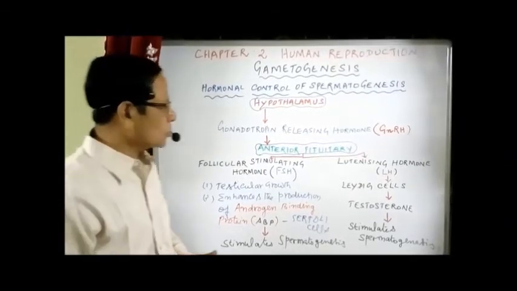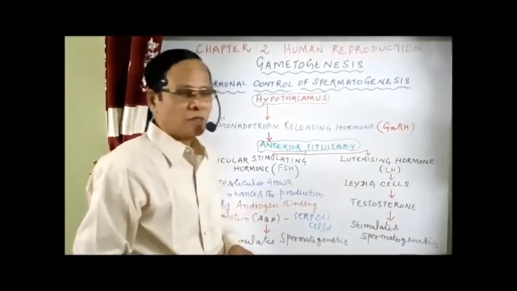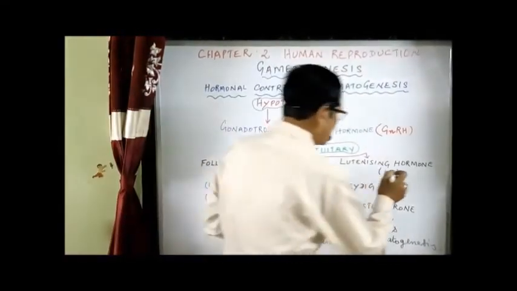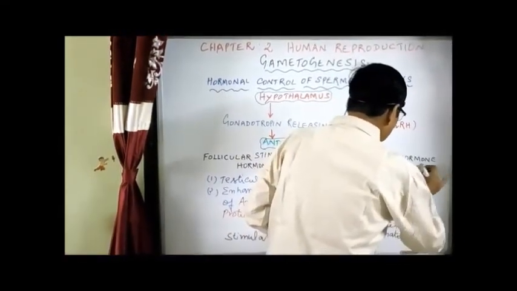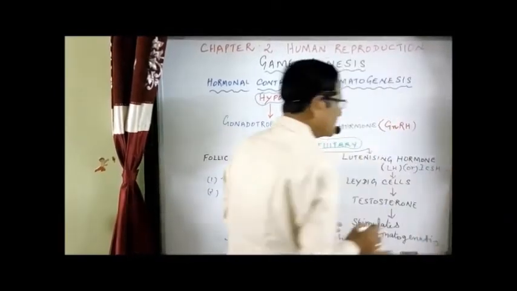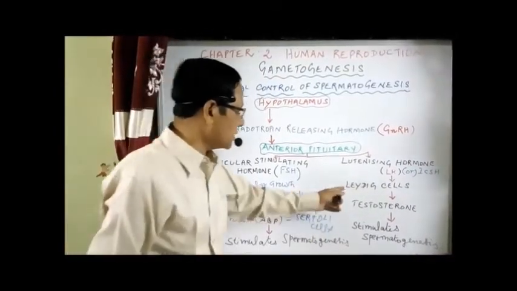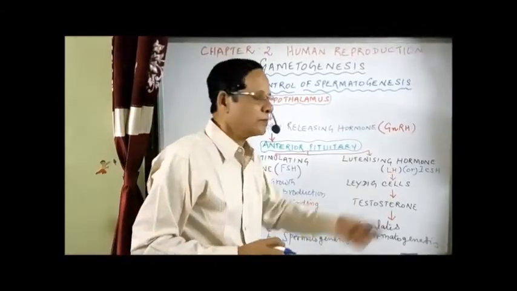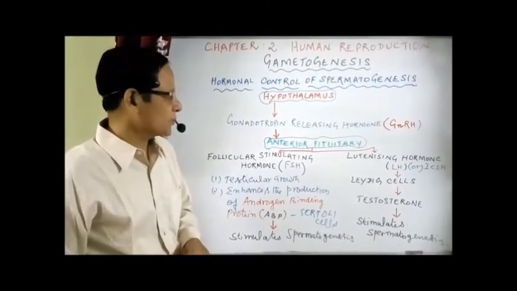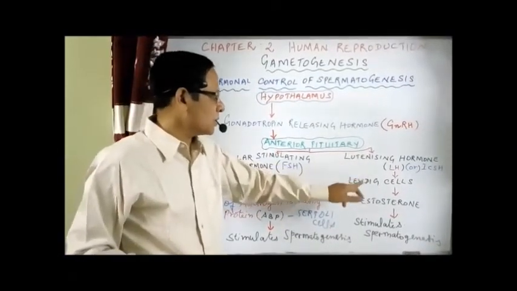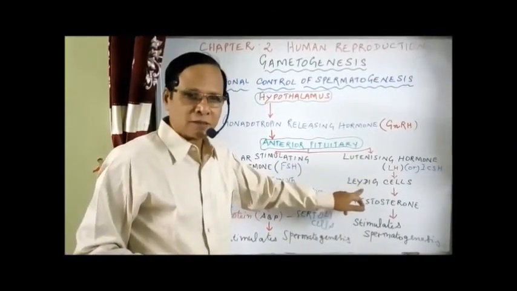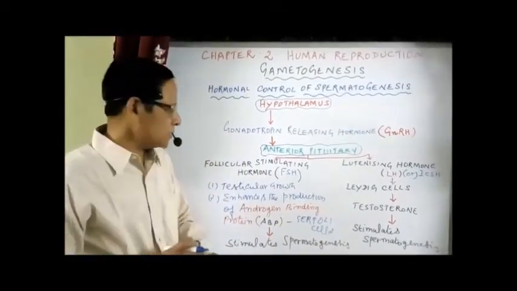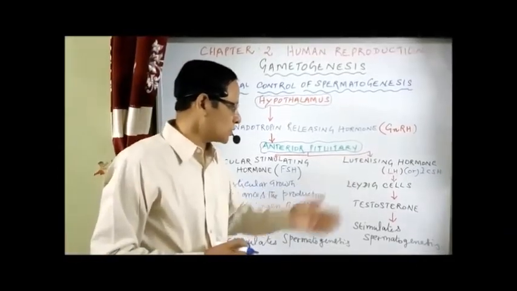Now another hormone, the luteinizing hormone, is also called by another name, interstitial cell stimulating hormone, LH or ICSH, as it stimulates the interstitial cells, otherwise called the Leydig cells. Hence the name interstitial cell stimulating hormone. This hormone acts on the Leydig cells to release the male sex hormone androgen. One such male sex hormone is testosterone.